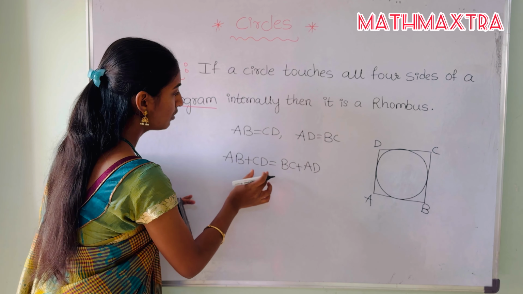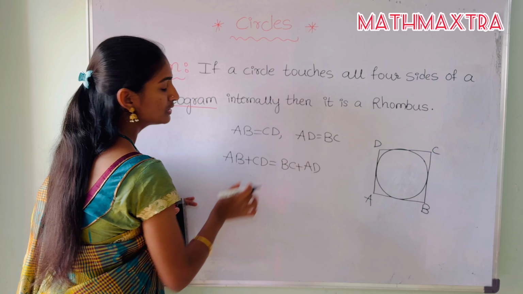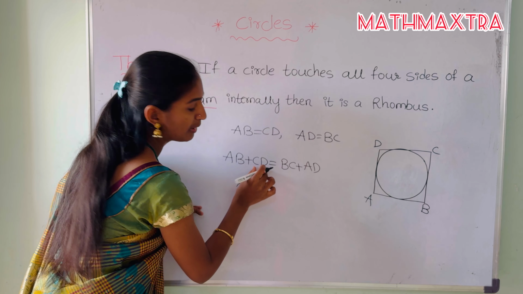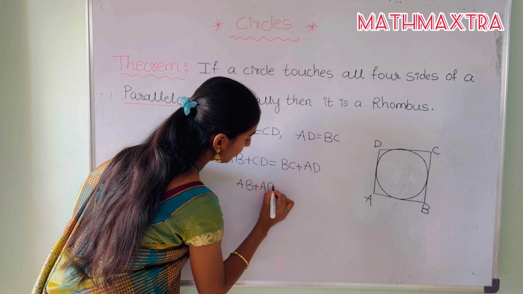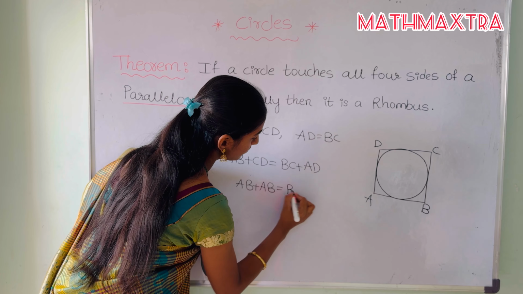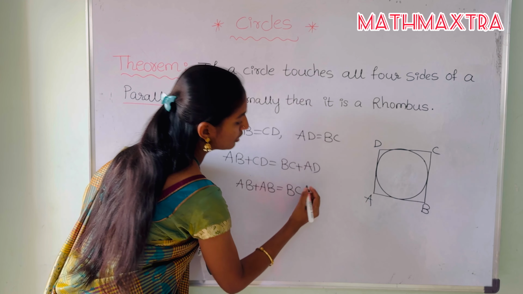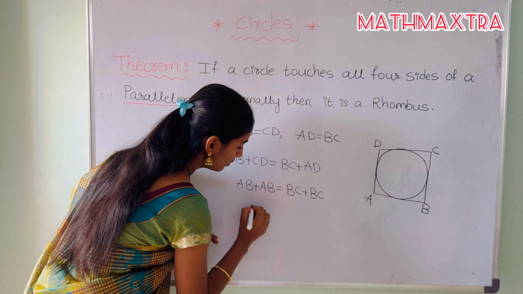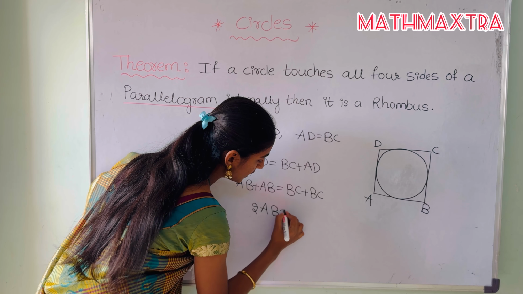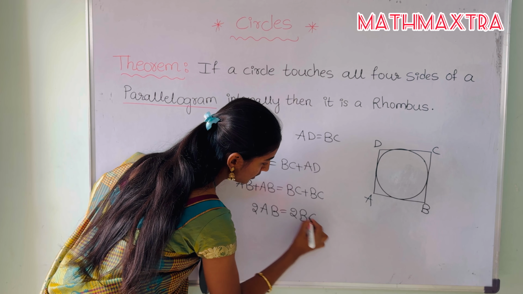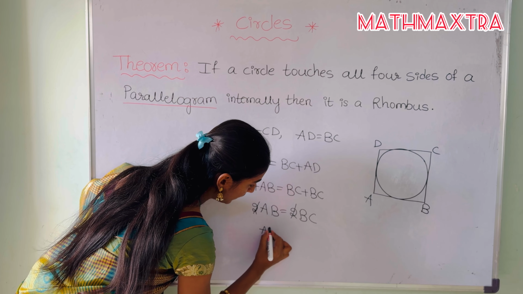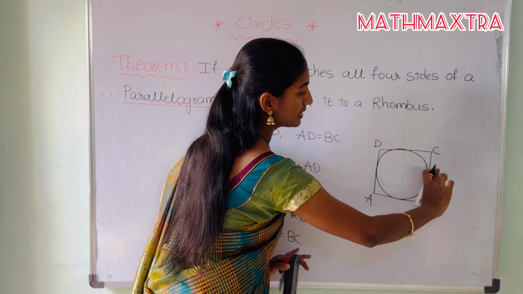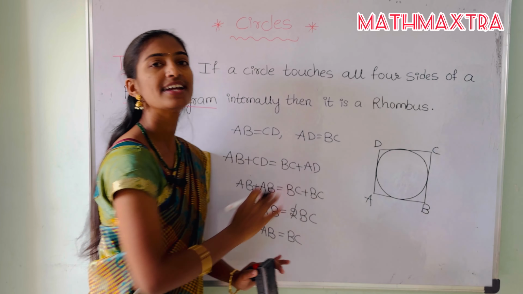We know very well that AB is equal to CD, so we substitute AB in place of CD, which gives AB plus AB. And we know AD is equal to BC, so we substitute BC in place of AD. Now I will get 2AB is equal to 2BC. So 2 gets cancelled, AB is equal to BC. You observe, this is AB, this is BC, which are nothing but adjacent sides that are equal.